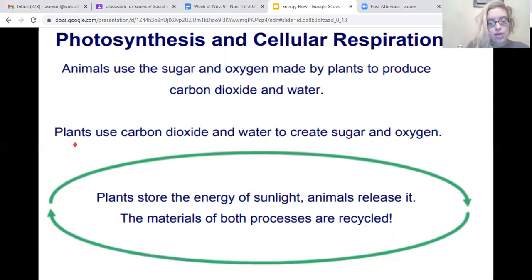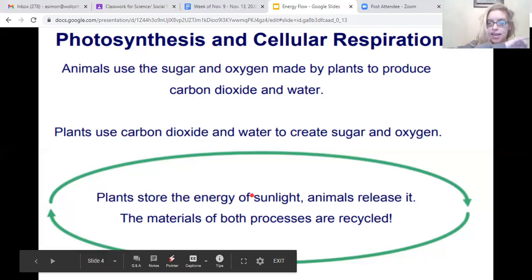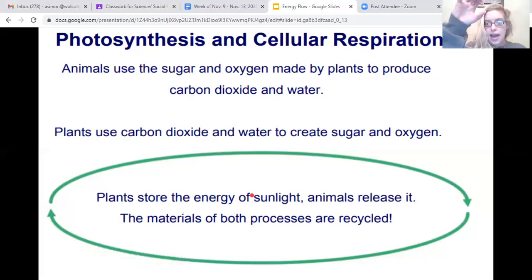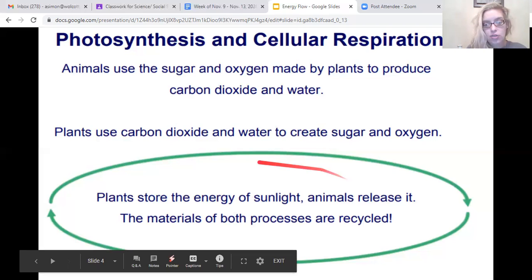Plants store the energy of sunlight and animals release it. Plants take in that sunlight and make their sugar and energy, and they release the sugar and oxygen. Then animals and humans take in that oxygen and sugar and release carbon dioxide and water, and then the plants take in that carbon dioxide and water. So again, the materials of both processes are recycled. Go ahead and add that to your notes.